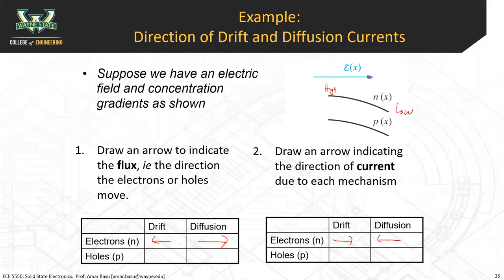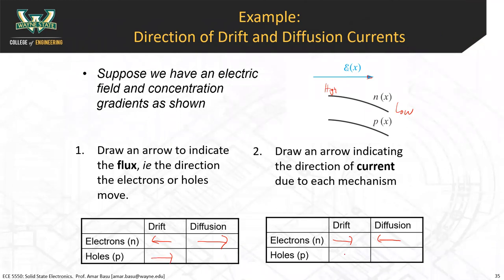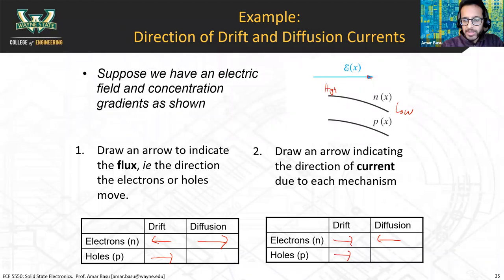All right. How about holes? Hole drift. It should be left to right. Left to right. Correct. Corresponding current? Left to right. Good. And then finally, hole diffusion. Right to left. Hole diffusion will happen.